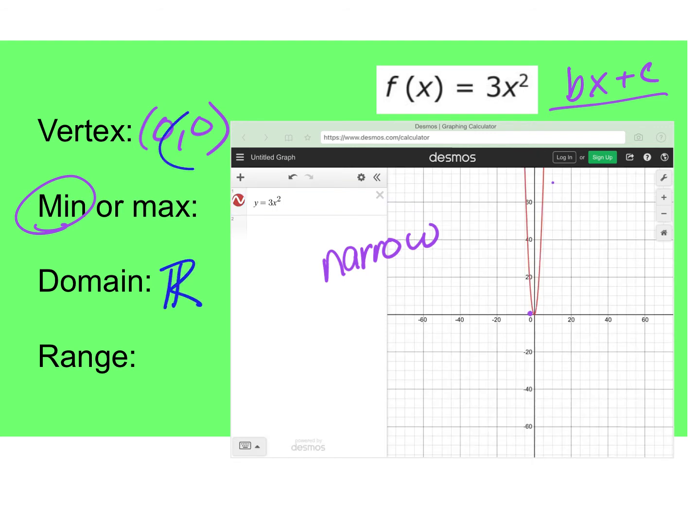The range, we would use the y value of the range. So the range would be all of the y values greater than or equal to 0, because it's the origin we're using here. Let's look at some more.